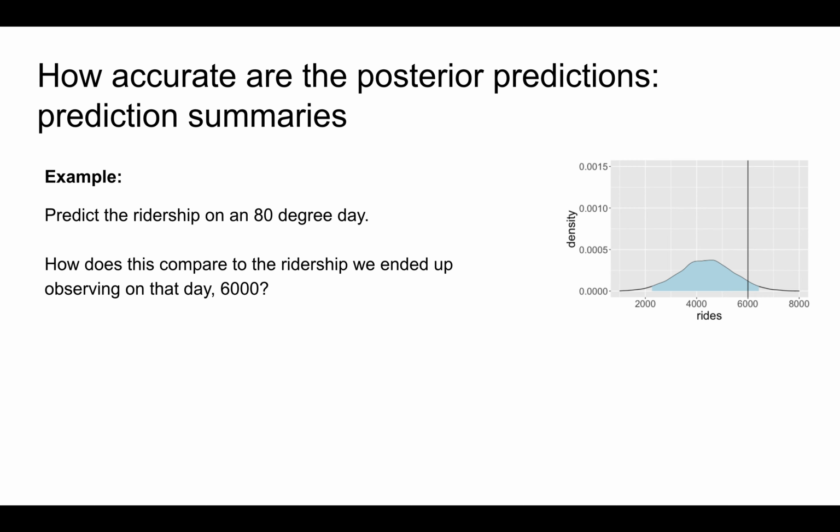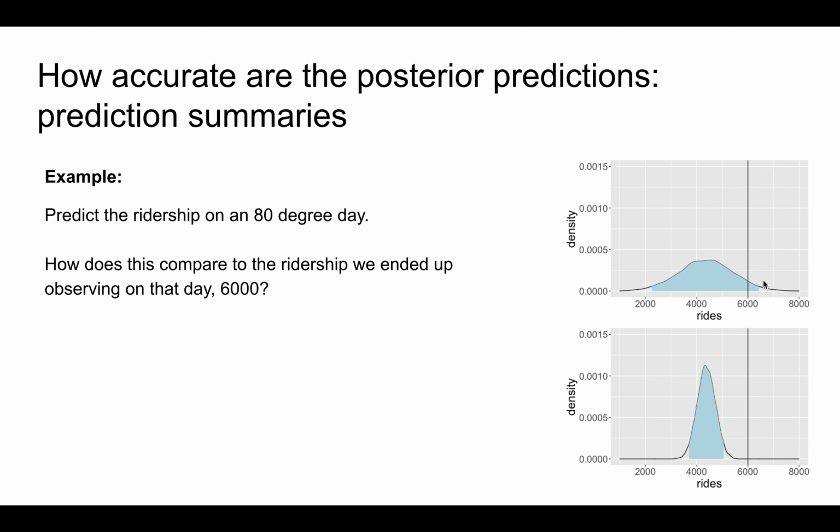As a point of comparison, suppose we had a second model that produced the posterior predictive model here. Comparatively, notice that our first model provided the better prediction. The posterior predictive model here seems more consistent with the 6,000 rides than the model here. To formalize and communicate this observation, we can obtain 3 kinds of metrics.